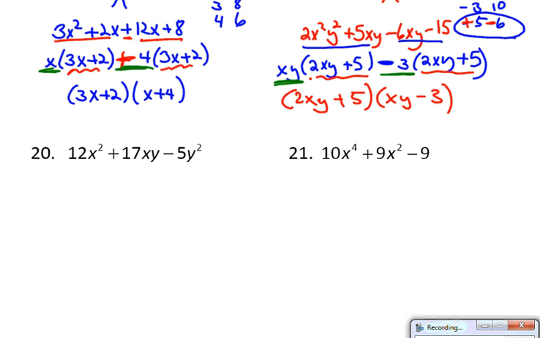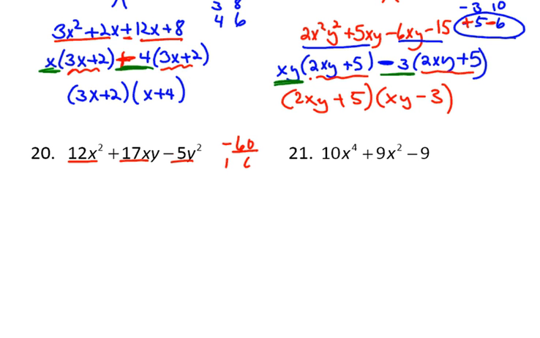Number 20, again, 3 terms. Again, it has a little bit of a different look, but you'll notice that it goes x squared, then x, and then no x's. So it's in the right form. So I've got 3 terms, 1, 2, 3. AC method, that's going to give me negative 60.